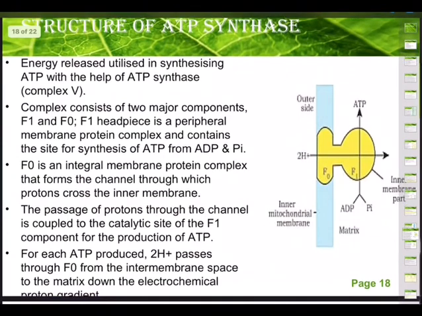So oxygen plays a vital role in removing electrons, producing H2O. So phosphorylation in the presence of oxygen is called oxidative phosphorylation. Next is the 5th complex, that is the ATP synthase complex. We are seeing here energy utilized in synthesizing ATP.